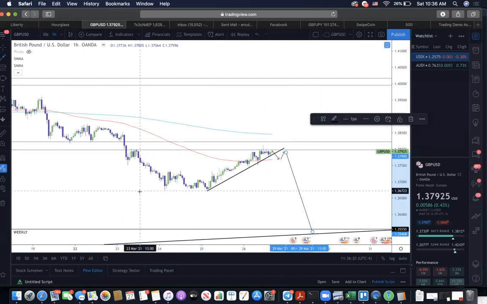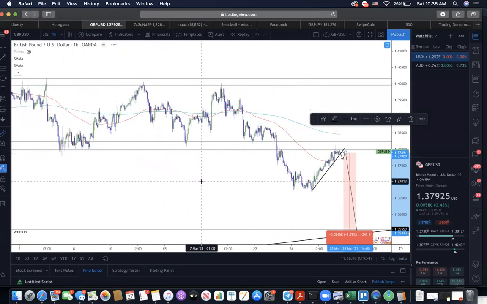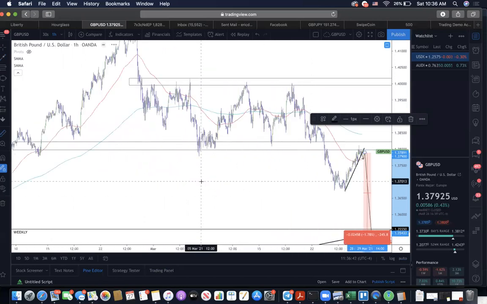It'll definitely take out this double bottom. We got this little double bottom pattern down here. But let's say if it does that, like that's a 200 pip move. 200 pip move.